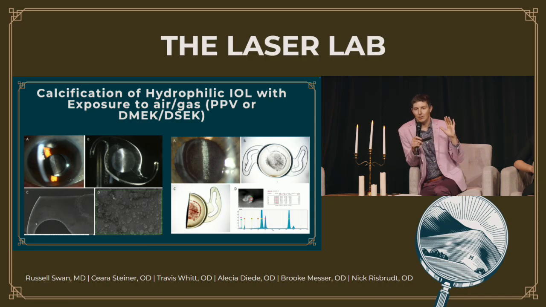So it's a really kind of unusual pattern, and the same oftentimes we'll see with a silicone lens in asteroid hyalosis, that sometimes it'll interact with the whole lens. But this is very specific. You'll see it just in the area of exposure to the gas, which is kind of an interesting one.